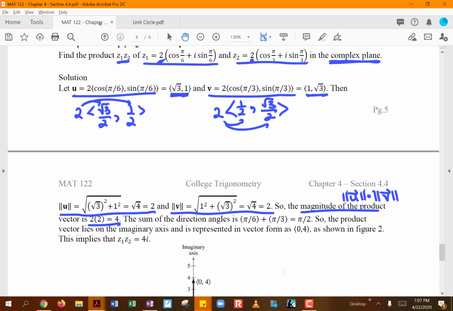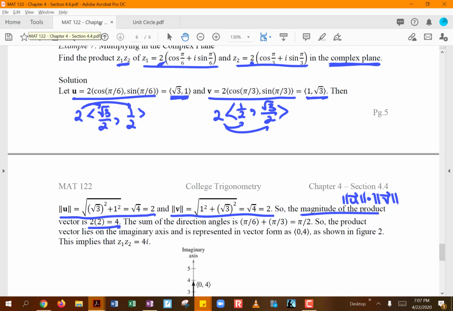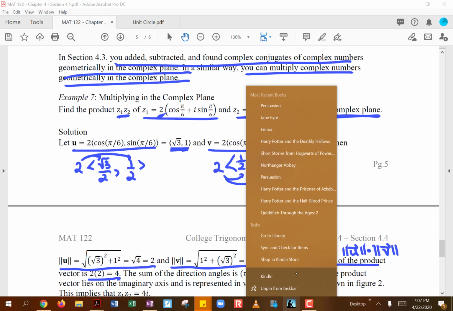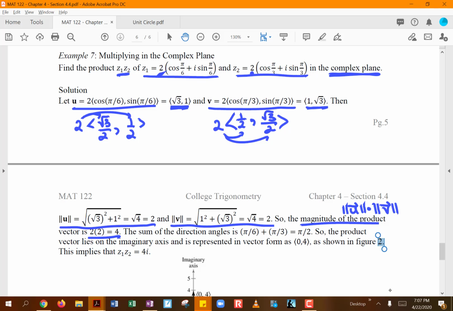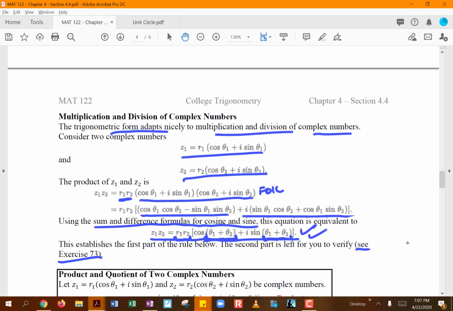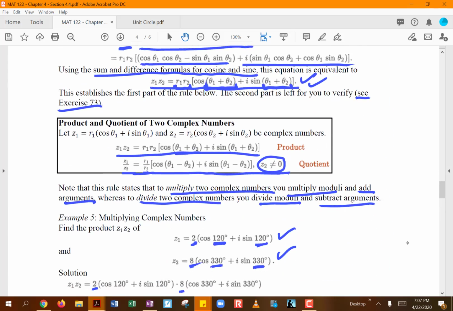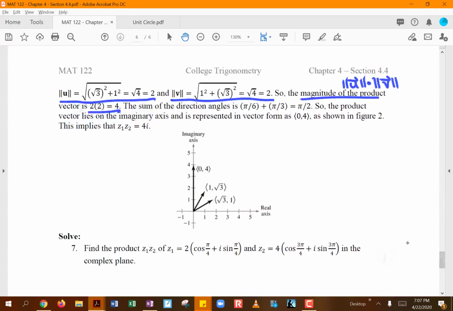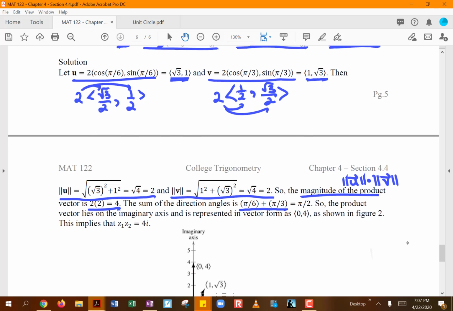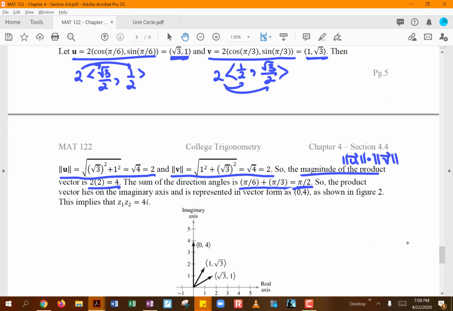Okay, and again, remember, why are we multiplying this? Because remember, we multiply z1 with z2, so that's why we also need to multiply the vectors that are representing z1 and z2. And then remember, in our product rule for multiplication, we go ahead and add up the two angles, theta 1 plus theta 2, in our multiplication. So that's why we are going to be adding the two angles over here. So that was pi over 6 plus pi over 3. Clean that up and it comes out to be pi halves.